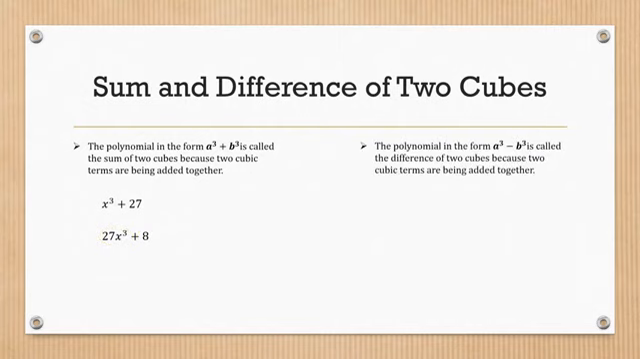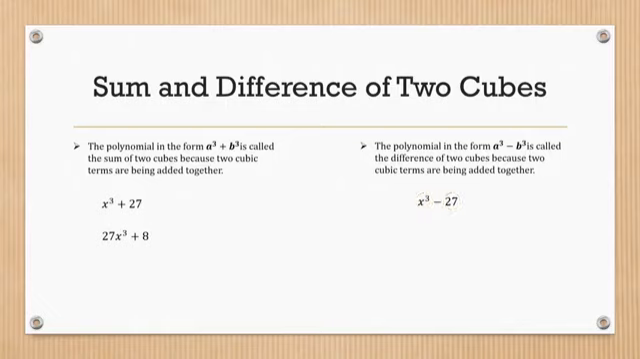The polynomial in the form of a cubed minus b cubed is called the difference of two cubes. Again, the only difference between them, class, is this: where the other one is plus, this one is minus. You can clearly see their difference. Example, x cubed minus 27. If you have seen my example earlier, I only changed the operation to minus. Just to let you know that they are almost the same. It's just that one is minus and the other is plus.